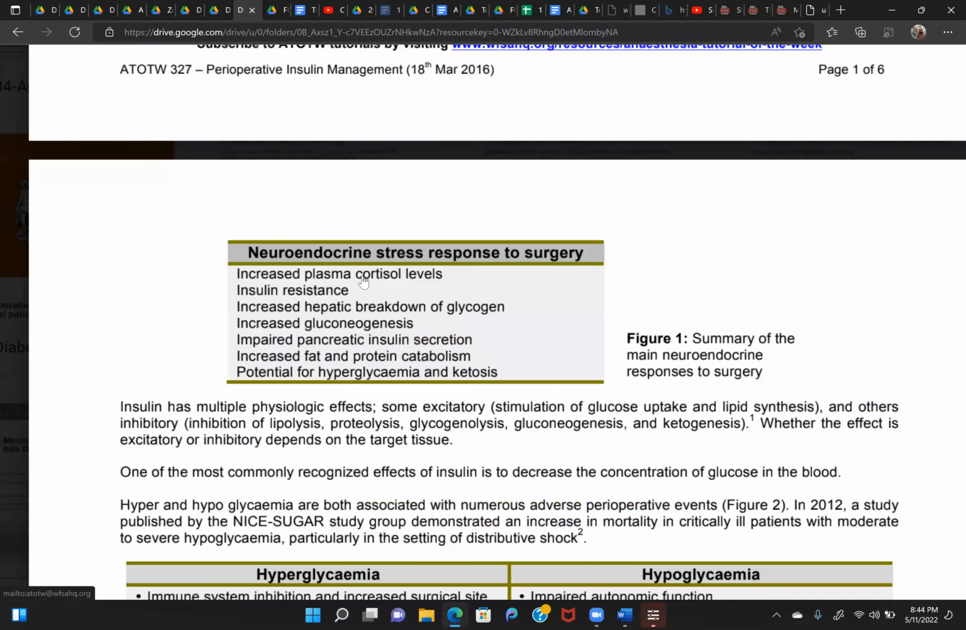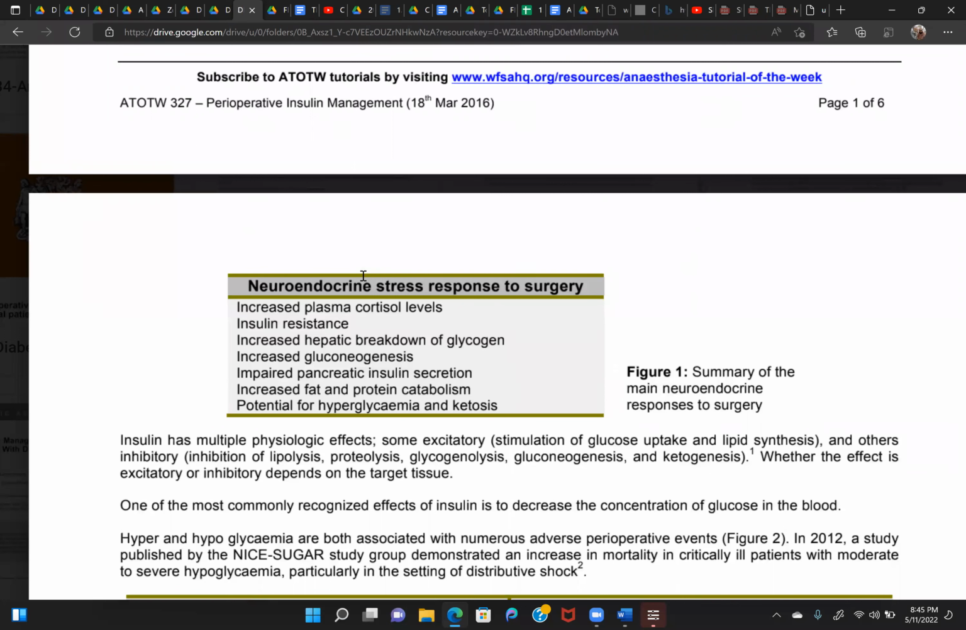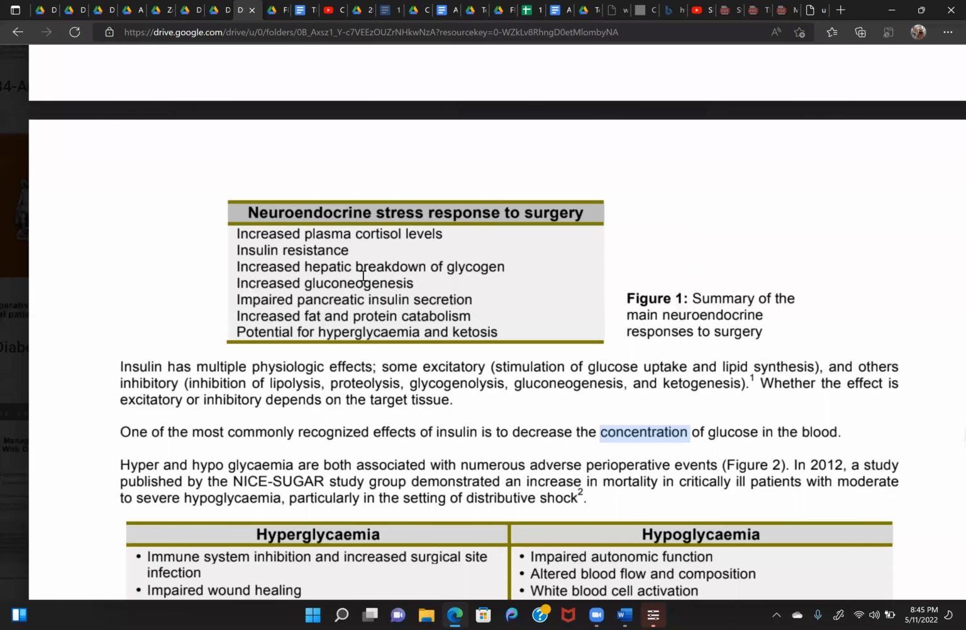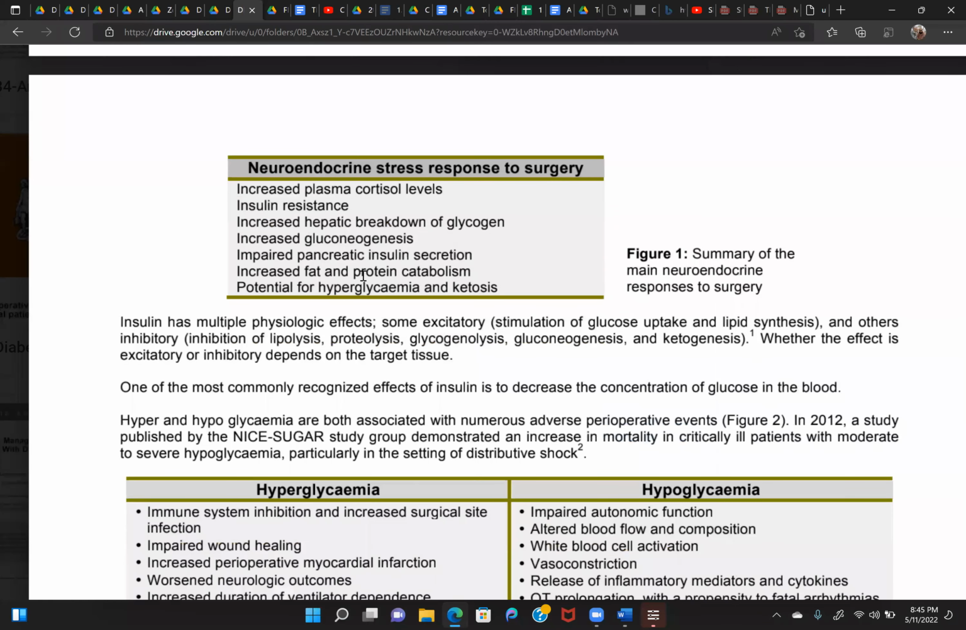These questions they can ask you: what are the neuroendocrine stress responses to surgery? Only insulin levels are decreased and there is resistance actually. So these are the factors which increase the blood sugar levels: cortisol, insulin resistance, increased hepatic breakdown of glycogen, increased gluconeogenesis, impaired pancreatic insulin secretion, increased fat and protein catabolism. These are the reasons.